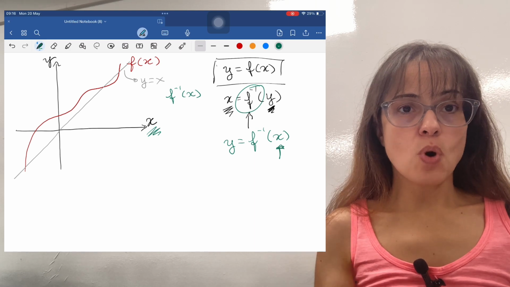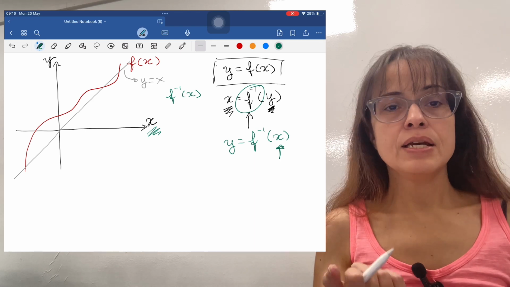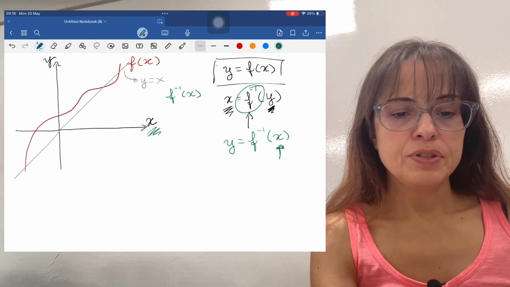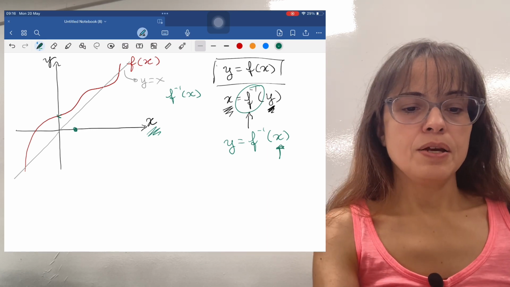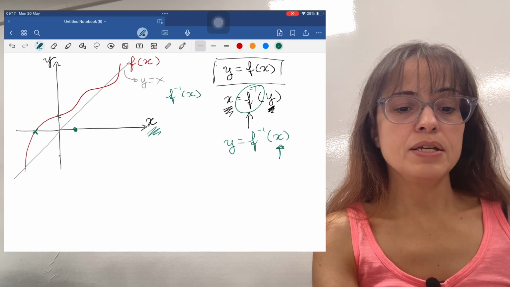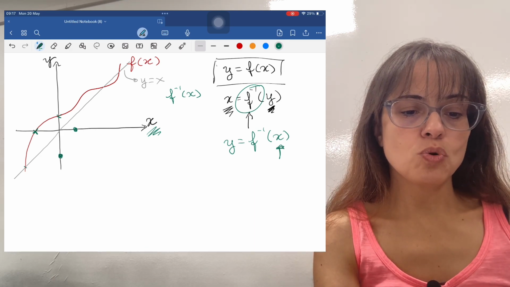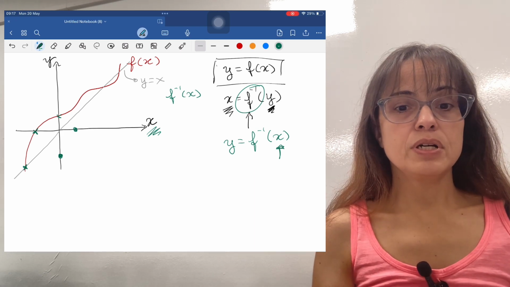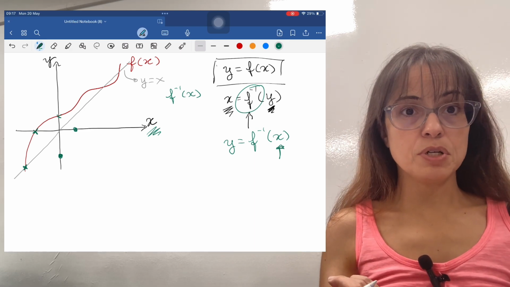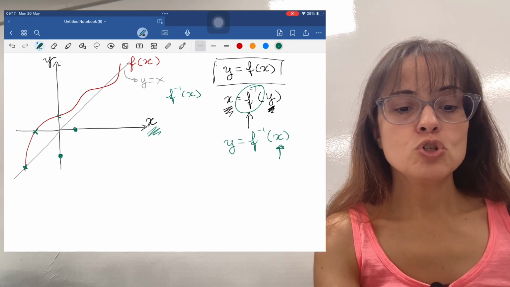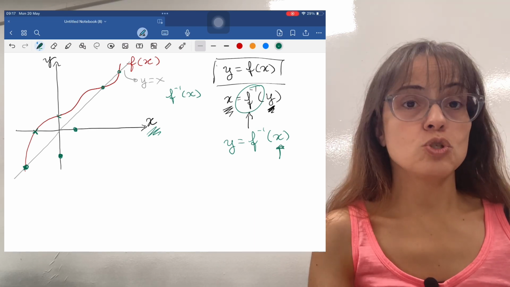Every point x, y in the red graph is going to have a corresponding point y, x in the green graph. So for example, this y-intercept here is going to become an x-intercept here. And this x-intercept here is going to become a y-intercept here. Also interesting are the points where the graph of f of x crosses the y equals x line, because on those points, if you switch y and x, nothing happens because they are the same number. They are in the line y equals x. So those points actually belong to both graphs. The green graph is going to be going through here as well.